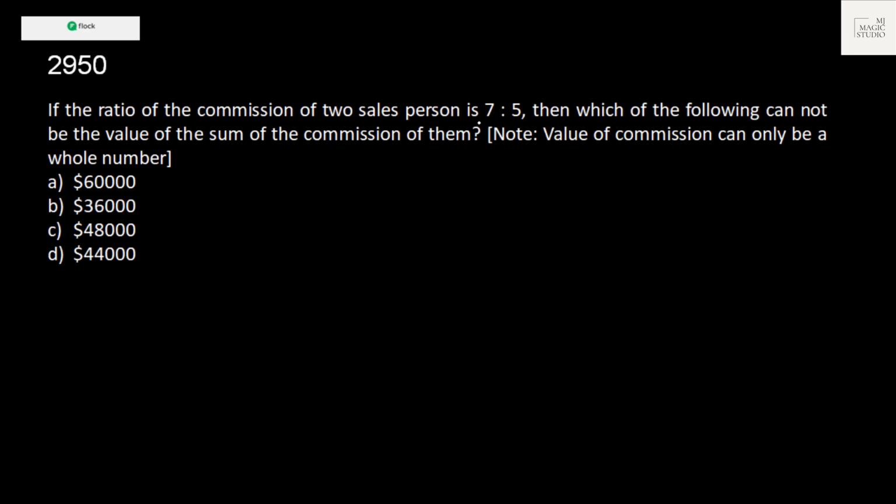If the ratio of commission of two salesperson is 7:5, 7x and 5x, then which of the following cannot be the value of the sum of the commission? Sum of the commission should be 12x. That means sum of the commission should be multiple of 12. Again, a note is given. Value of commission can only be a whole number. Very fine. That means out of these options, which is not divisible by 12 is our pick.